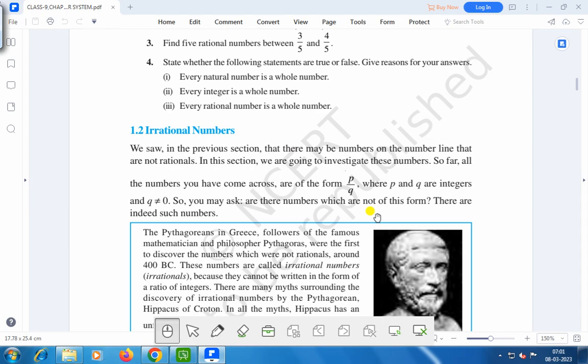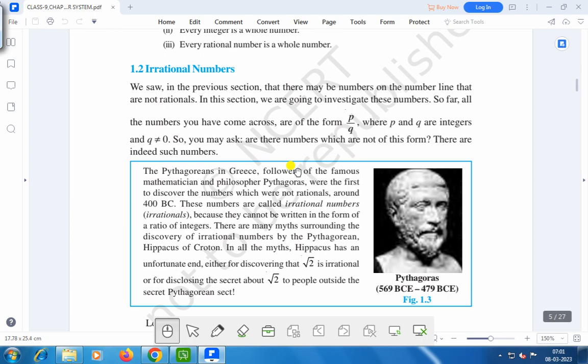Hello everyone. Today we shall discuss irrational numbers. We saw in the previous section that there may be numbers on the number line that are not rationals. In this section, we are going to investigate these numbers.